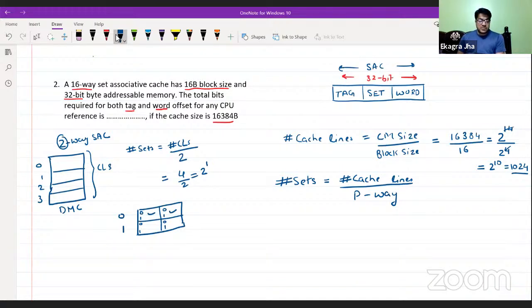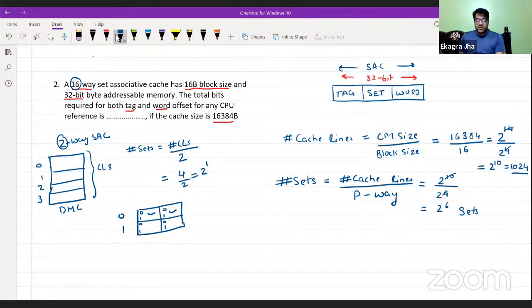So this is how the set associative cache looks. So all you need is the number of cache lines divided by the P way. The number of cache lines, we have already calculated as 2 to the power 10, and the P way is given as 16, which is 2 to the power 4. This is going to be 2 to the power 6 sets.